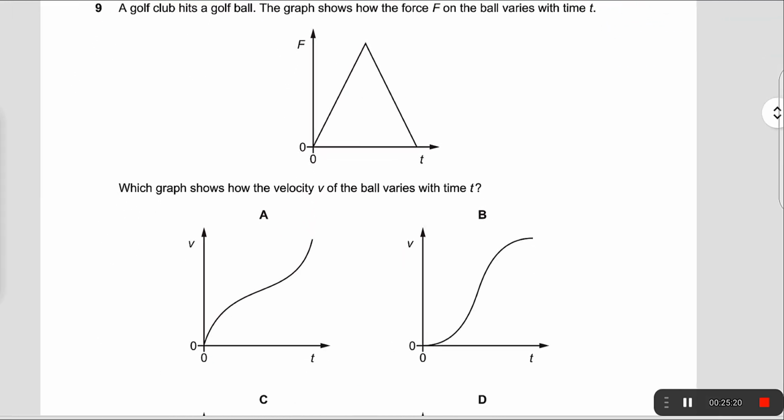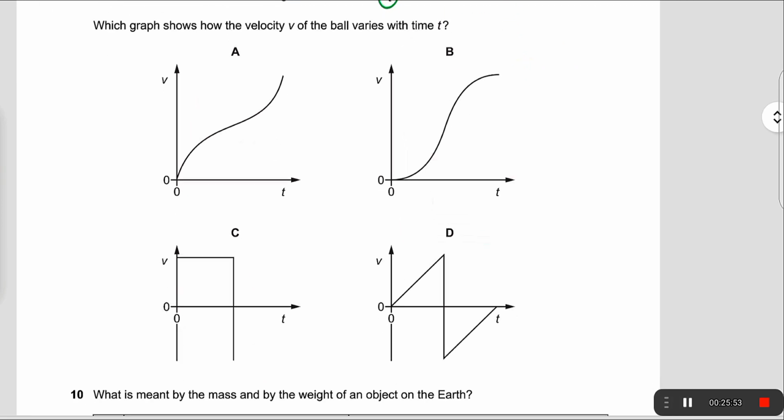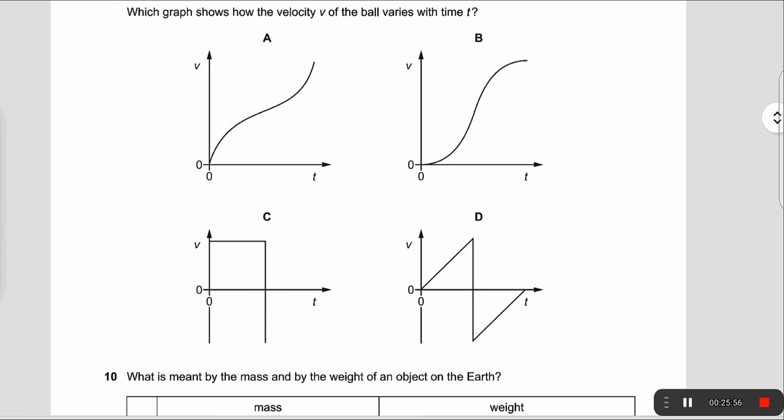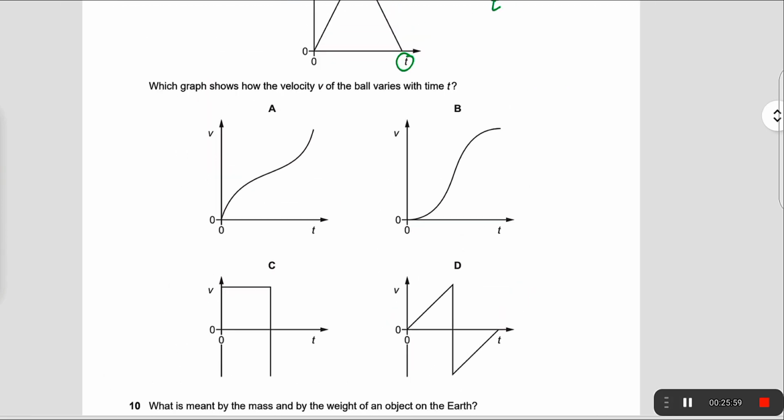Now there is another question: a golf club hits a golf ball. The graph shows how the force F on the ball varies with time t. This is the graph, force versus time. You know that according to Newton's second law, F is equal to ma. Acceleration is equal to velocity divided by time, so this is force versus velocity divided by time. So he is taking the velocity-time graph. All four options are velocity-time graphs. Which option is correct?